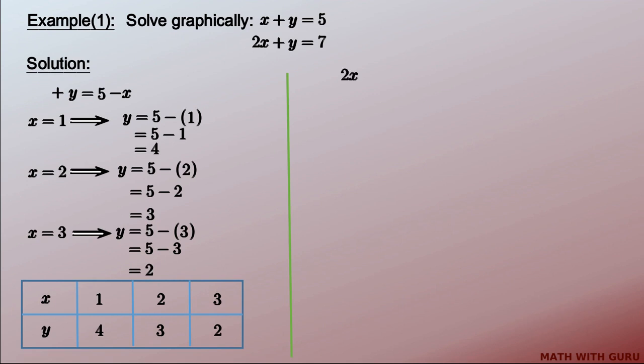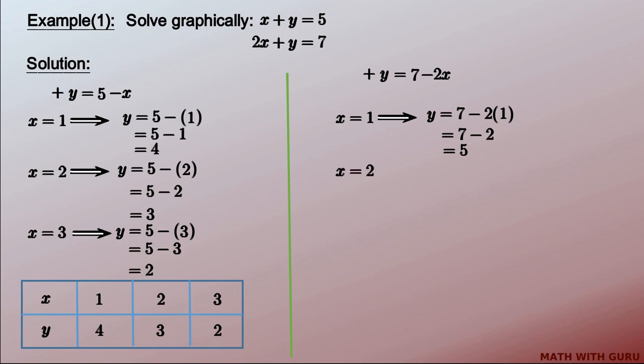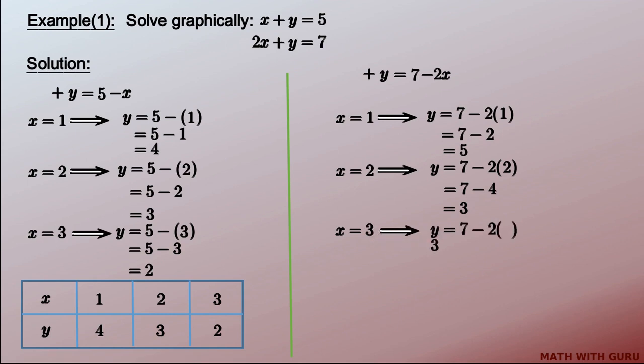Now consider the second equation, 2x plus y equals 7. Again, bring 2x to the right hand side. It becomes negative. Let x equals 1. Then y equals 7 minus 2x. x is 1 here. Substitute the values. y equals 7 minus 2. y equals 5. If x equals 2, then y equals 7 minus 2 into 2. 7 minus 4, which is equal to 3. x equals 3 implies y equals 7 minus 2 into 3. x is 3 here. 7 minus 6 equals 1. Let us make a table of these values.